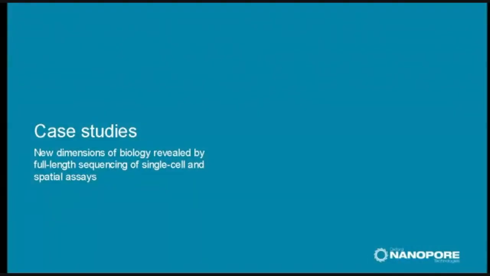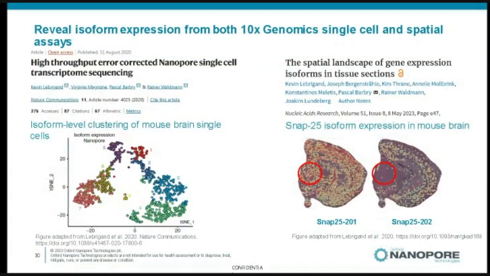So now we will move on to the last part of today's case study, which is actually using nanopore technology to do full-length sequencing of single-cell and spatial assay. For those of you who are moving into single-cell and spatial sequencing, it's now possible to review isoform level expression from both 10x Genomics single-cell and 10x Visium spatial libraries.